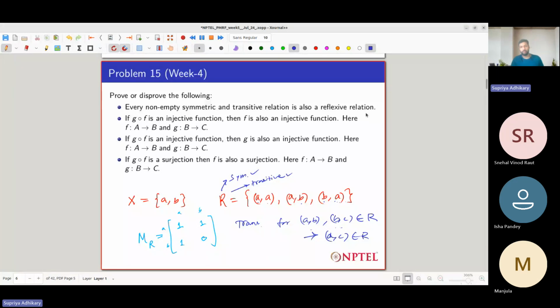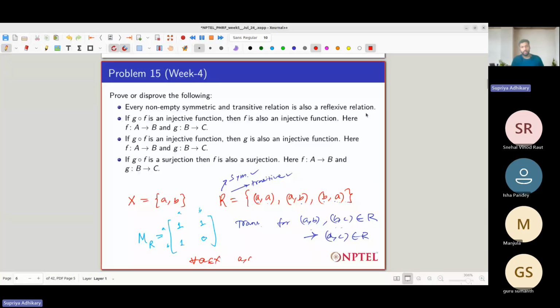But what about the reflexive property? The reflexive property says that for all A in X, the pair AA must be in the relation R. But as you can see, B belongs to this set X, but BB does not belong to this relation. We have given an example for which this statement does not apply. So this is not true, or we have just disproved this.